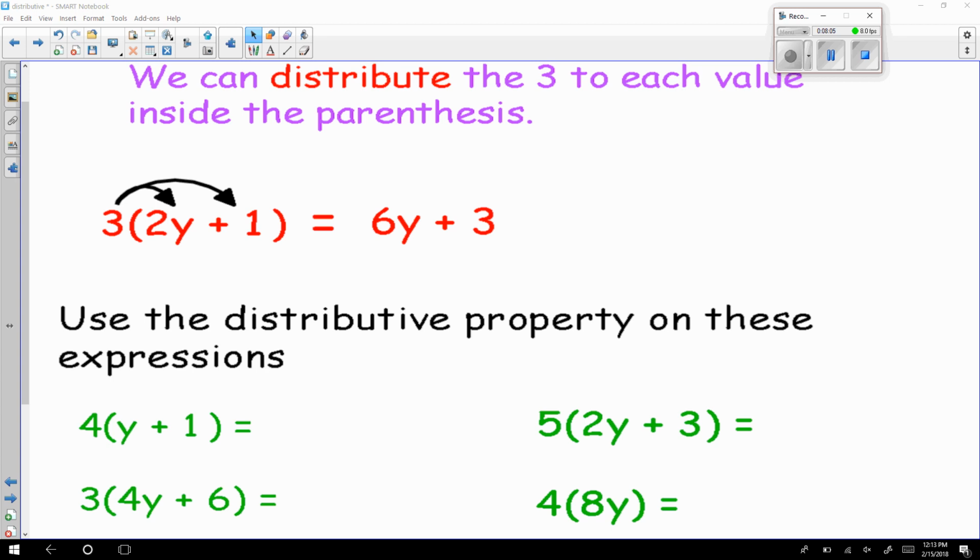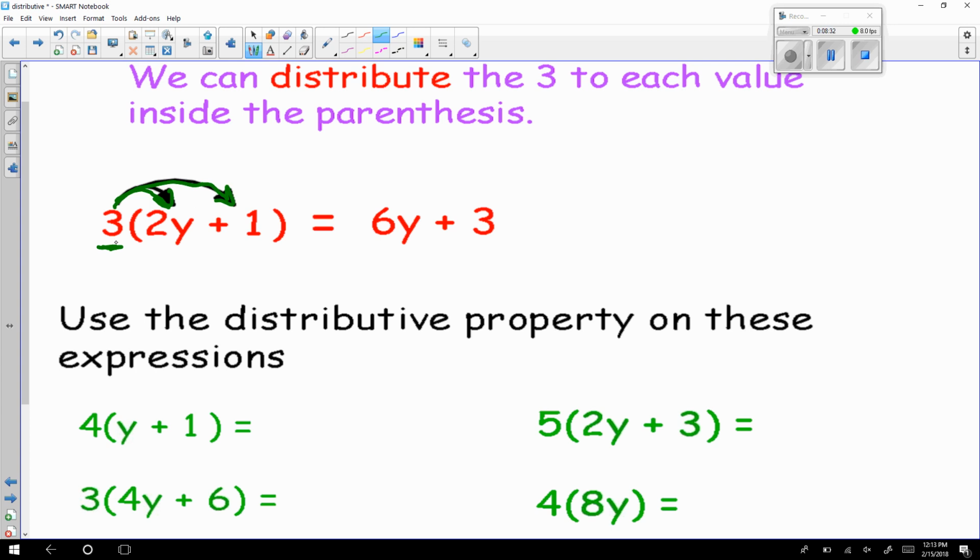Okay, one of the other parts of our test is using the distributive property to create equivalent expressions. Whenever you see a number on the outside of the parentheses, we know that that's multiplication. We can change it to an equivalent expression if we multiply that number times each term inside the parentheses.